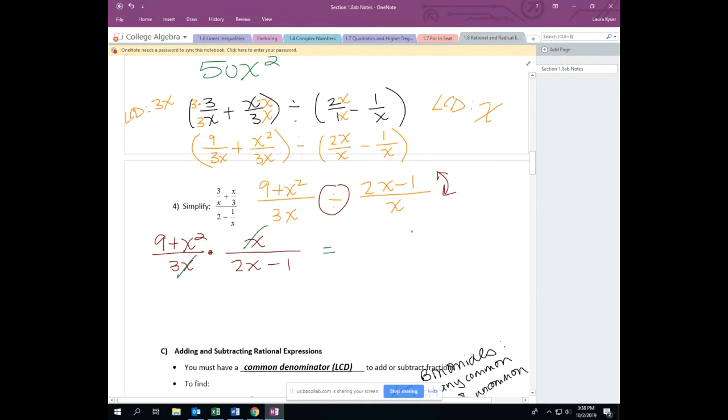That means that on top, all I have left is 9 plus x squared. And on the bottom, I have a 3 on one side and a 2x minus 1 on the other. No, you cannot simplify the 9 with the 3. 9 is part of a binomial and 3 is a monomial. So they cannot cancel each other. These two pieces are stuck together. This guy is by himself. So we're not allowed to take pieces out.